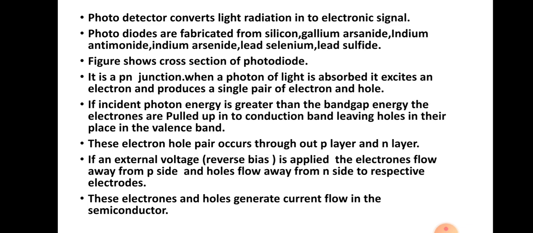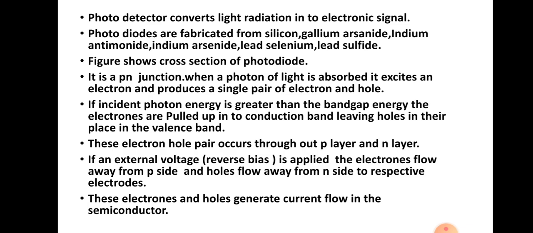So you can see that it is a PN junction, and when a photon of light is absorbed, it excites an electron and produces a single pair of electron and hole. If the incident photon energy is greater than the band gap energy, then these electrons are pulled up into the conduction band, leaving holes in their place in the valence band. And these electron-hole pairs occur throughout the P layer and N layer.